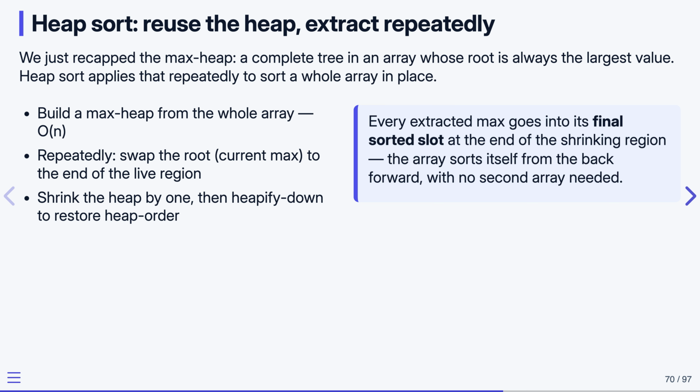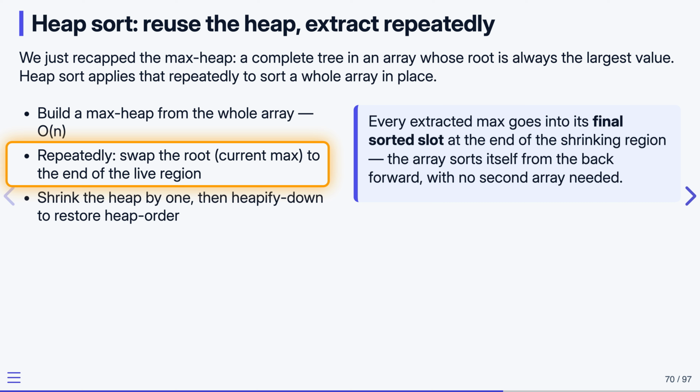We just recapped the max heap: a complete tree in an array whose root is always the largest value. Heap sort applies that repeatedly to sort a whole array in place. First, we build a max heap from the whole array. Build max heap does this in big O of n.